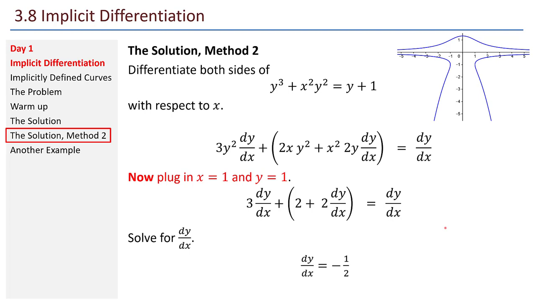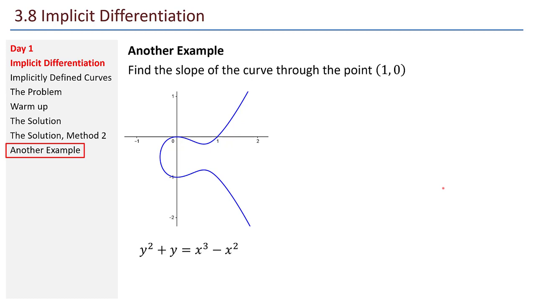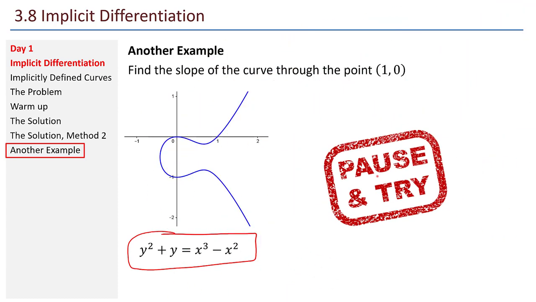So there it is. One last slide. Another example. Find the slope of the curve through the point 1, 0. And below we have the equation that defines the curve. All right, pause and try. Give this a try. So take a few minutes, go through the calculations, and when you are ready, start the video again to check your work. Go to it.